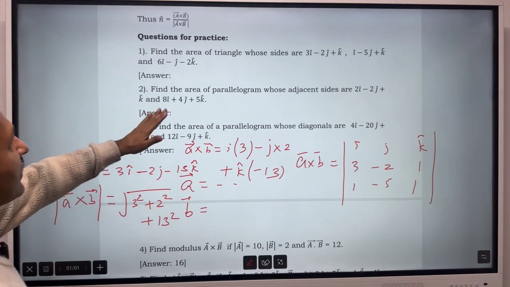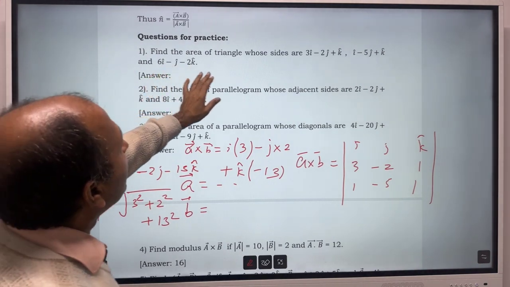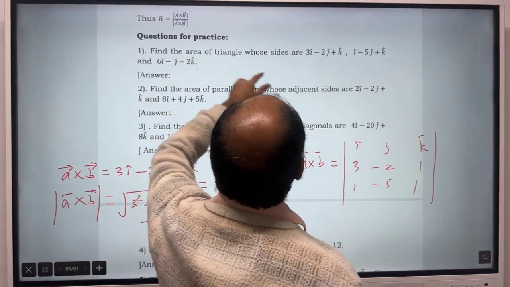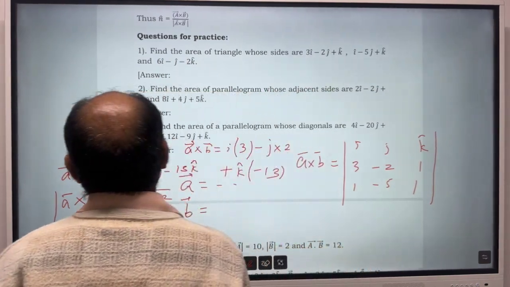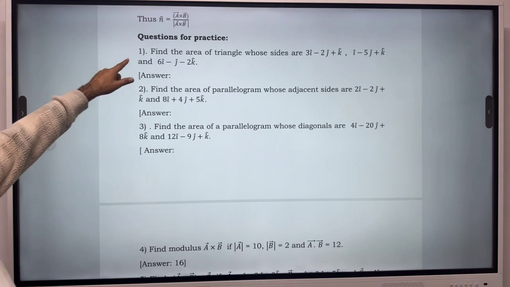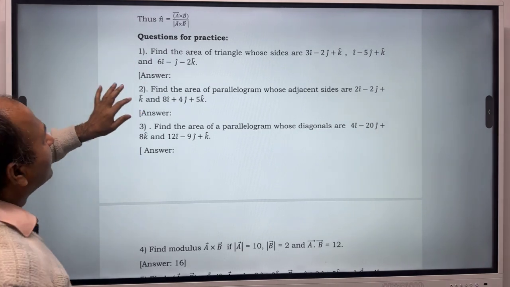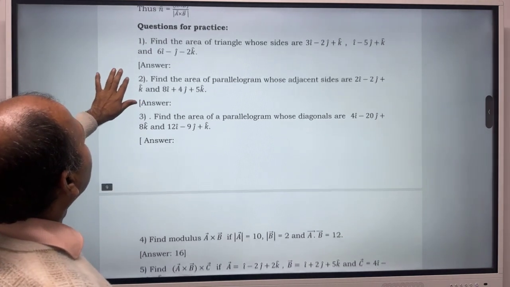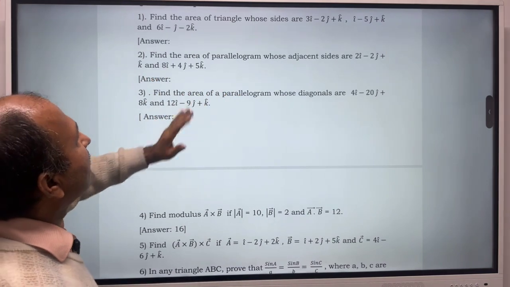So first question is done. You can also take this side, find the cross product, find its magnitude, and then divide it by 2 to get the area. So this question can be done the way you like. Now find the area of the parallelogram whose adjacent sides are given.